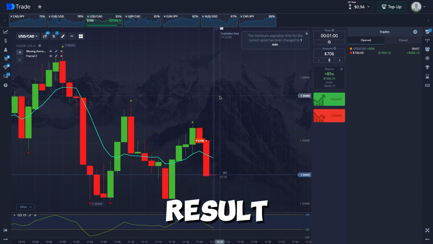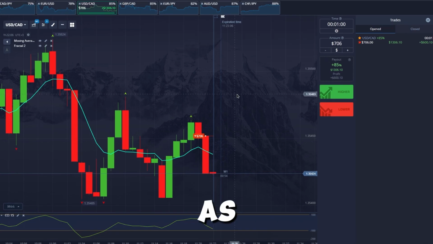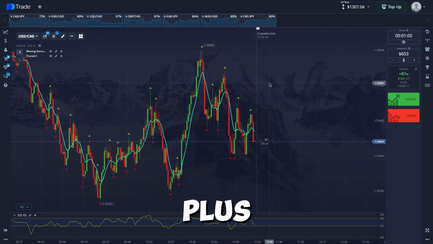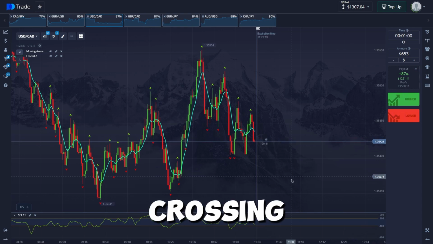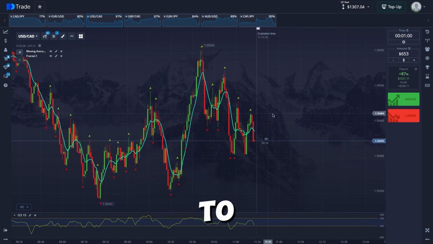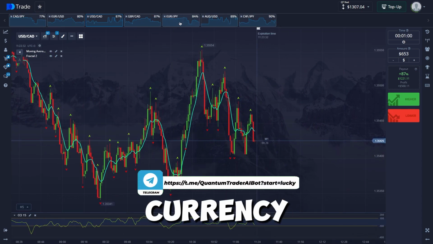Let's look at the result. And the trade also closes in plus. As you can see, trades are opened by the same principle, and they are easily closed in plus. It is enough to wait for the crossing of the moving average and, in general, to pay attention to the oscillator. Let's continue trading and pick up the following currency.